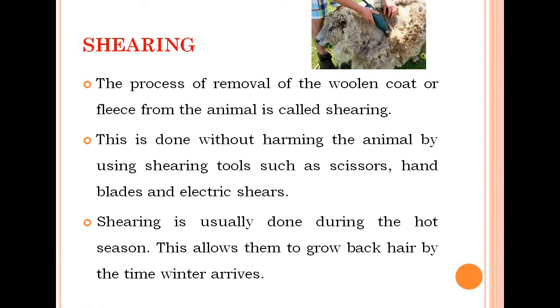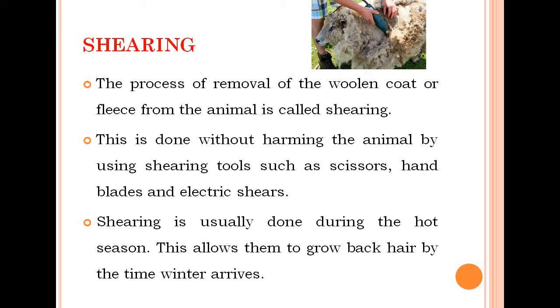So shearing is done by humans without harming the animal. They do it using tools like scissors, hand blades, or electric shears. But while doing the shearing, there is no harming of the animals.